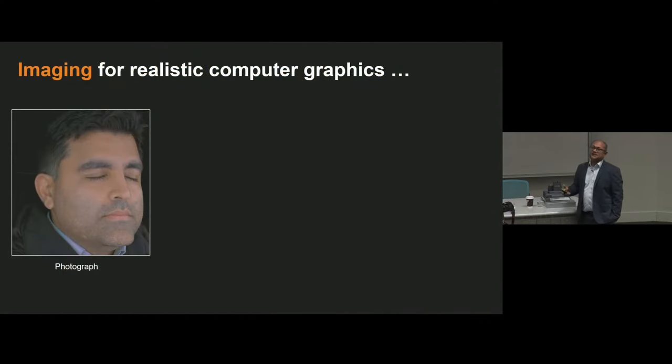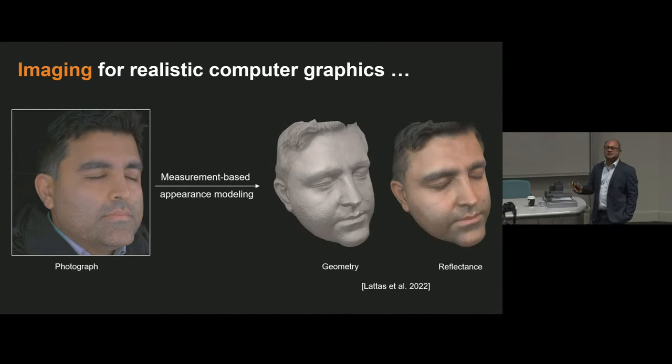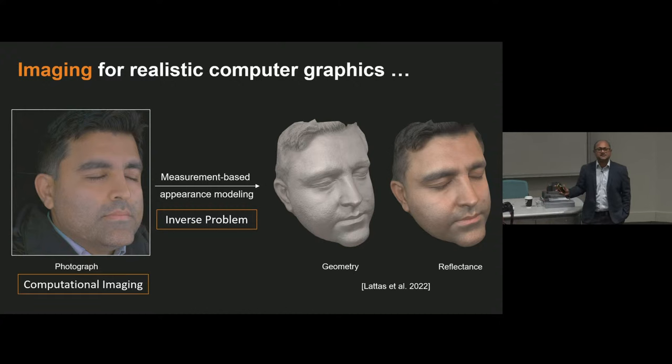So my research focuses on the task of essentially helping light transport algorithms achieve this quality of realism through imaging. And the idea is to take a photograph and essentially, through a process of measurement-based appearance modeling, get to the scene description, in this case, geometry and reflectance properties, that achieve a realistic rendering result that has a photographic quality. To do this, we have to solve an inverse problem. And our philosophy is to essentially employ computational imaging techniques in the form of computational photography and or illumination to help with the solution of this inverse problem.